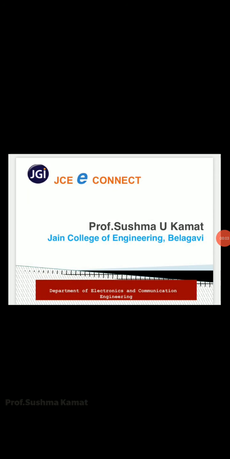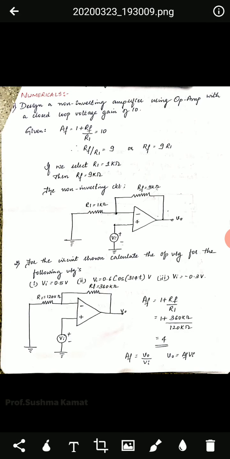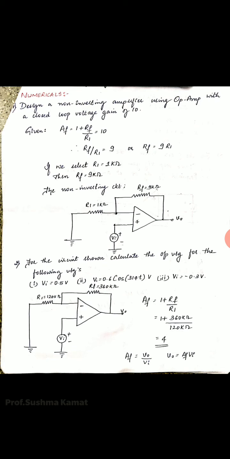So in today's class, let us start with solving some numericals on non-inverting amplifier. In the previous class, if you remember, I had taught you all solving of numericals on inverting amplifier. Let us apply the same techniques and let us now solve some of the non-inverting amplifier numericals.